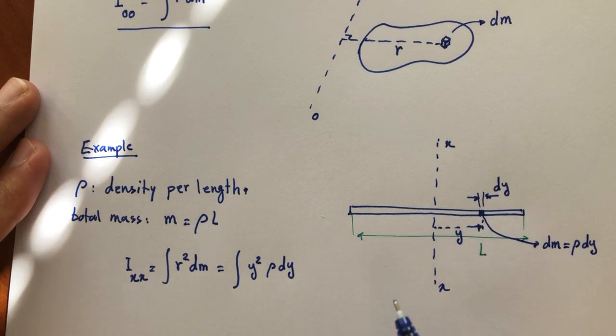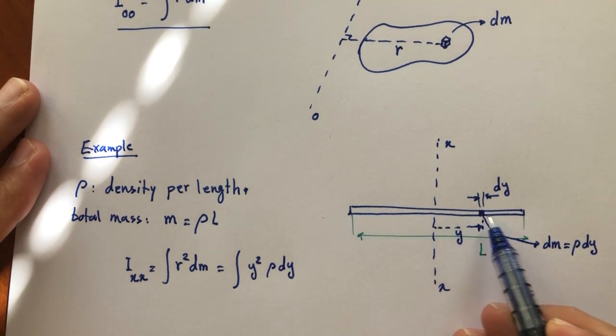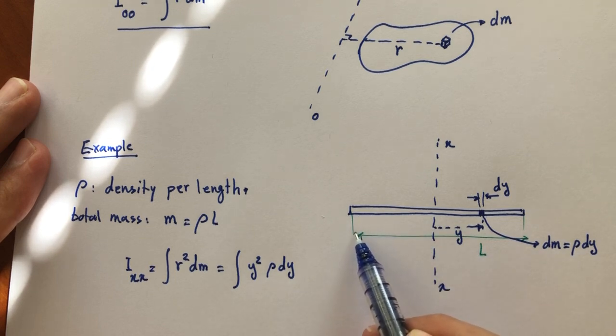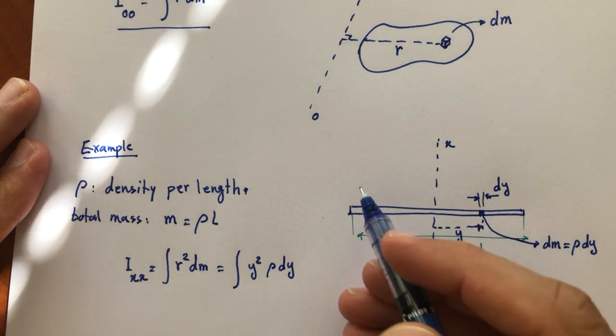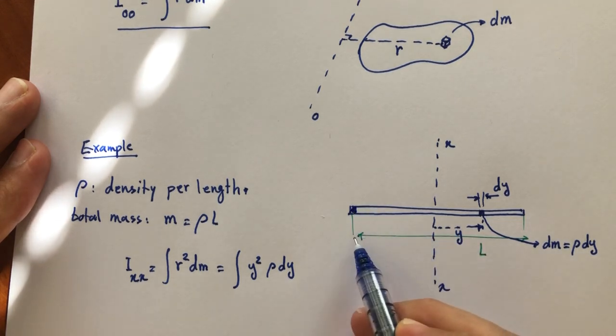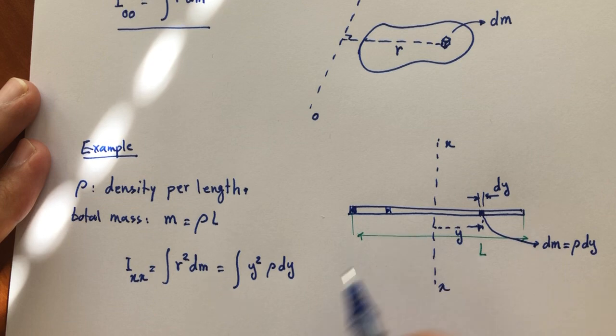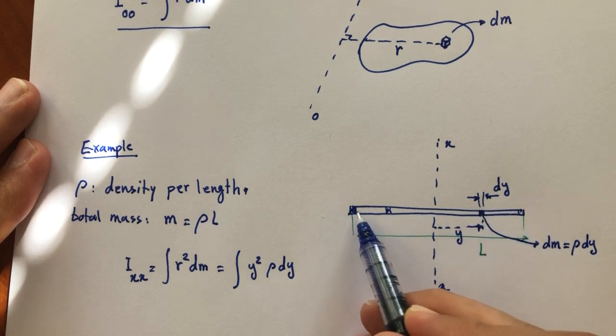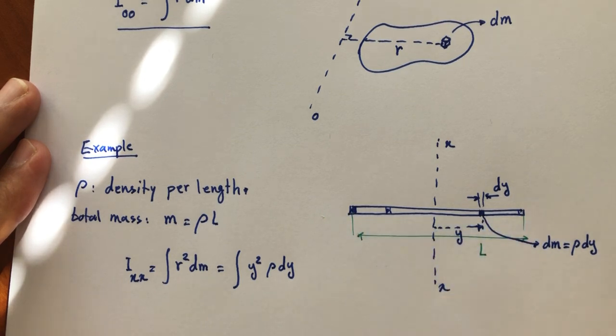And how is y changing? If you consider any small piece of this body, the y of those small pieces is going to change from negative L/2 to L/2, right? For example, the y of this piece is negative L/2. For this piece it is going to be another number. For this piece it is L/2. So when we are sweeping this integral element from here to cover the whole body, y is changing from negative L/2 to L/2. So the limits of the integral are going to be negative L/2 to L/2.